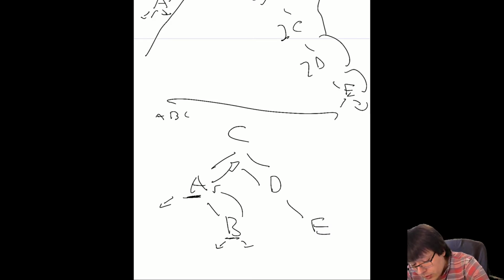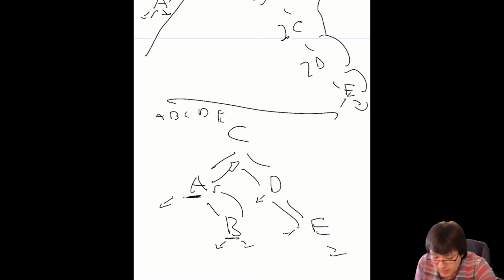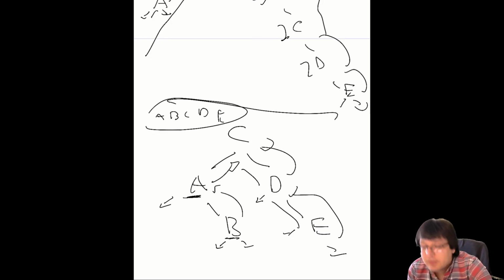And then we go to the right, nothing to the left, so you print the D, try to go to the right, nothing to the left of the E, sorry. Print the E, then go to the right, nothing to print to the right, come back up to the D, come back up to the C. So you get your A, B, C, D, E, okay?